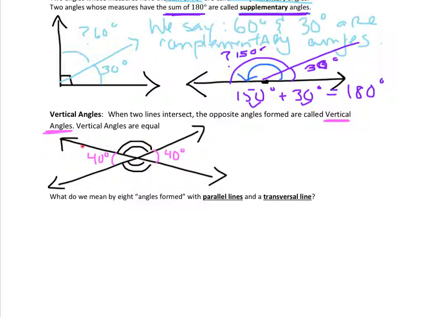Well, this has to be 140, right? Because 140 plus 40 is 180, and this is a straight angle. And then, of course, if this is 140, then this is 140. The reasoning is the same: 40 plus 140 should give you a straight angle. So that's it for vertical angles.